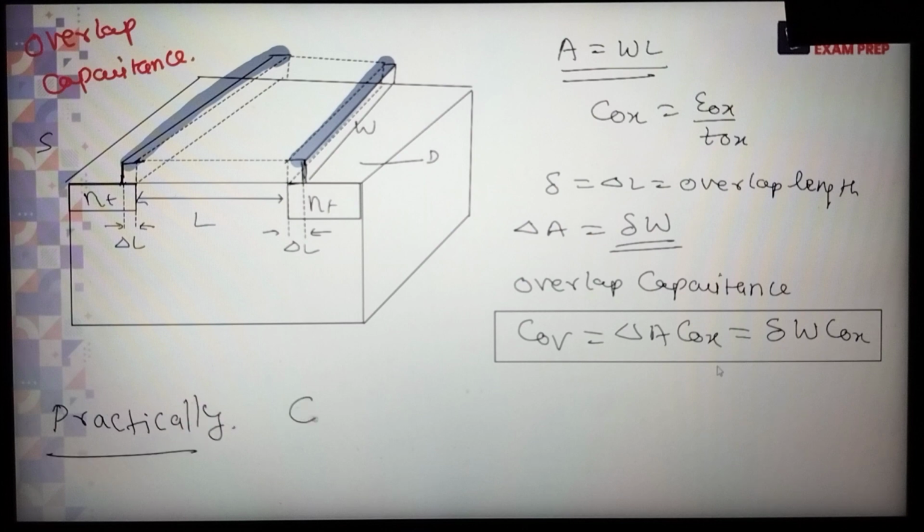So overlapping means what? When we have the N positive area, there is an overlapping of the oxide. Actually, we want to deposit the oxide just above the channel length. But because of the IC fabrication problem, there is some overlapping. The oxide layer will come above the N positive source and N positive drain. And this is called overlap length. We are watching from the front, but it is up to the depth, up to W.